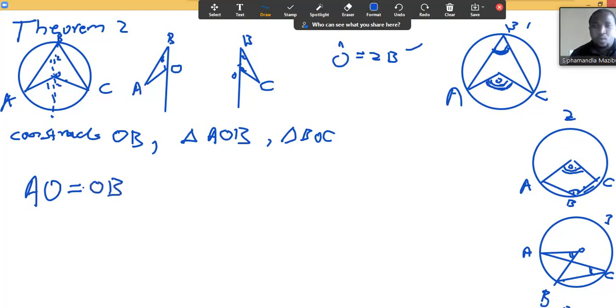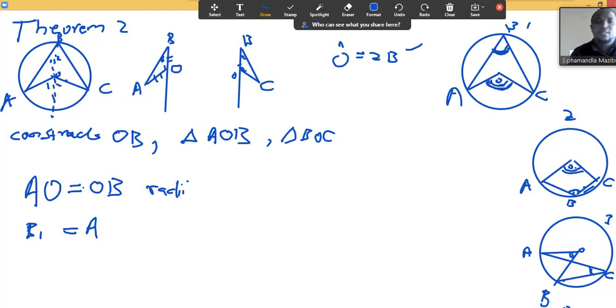AO is equal to OB. The reasoning is radius, because we're looking at radius. That's why we can say that. So we're saying that these two sides here are equal. If these two sides are equal, it means we can say B1 is equal to A. B1 is indeed equal to A. What else can we say?